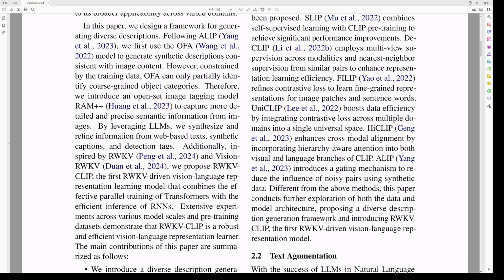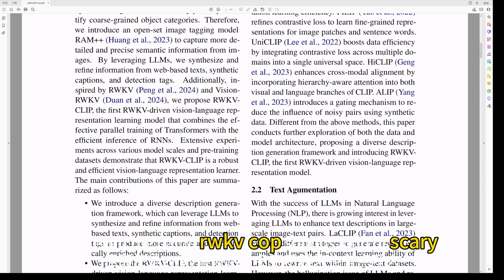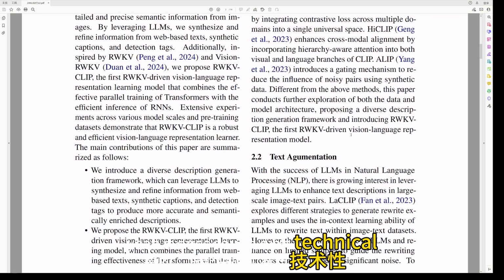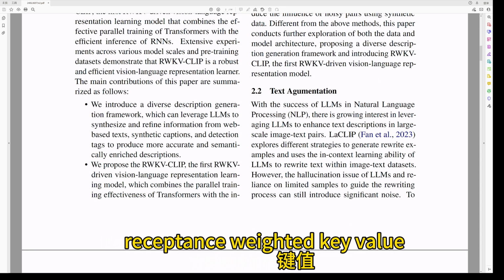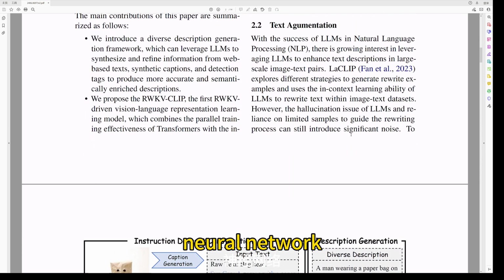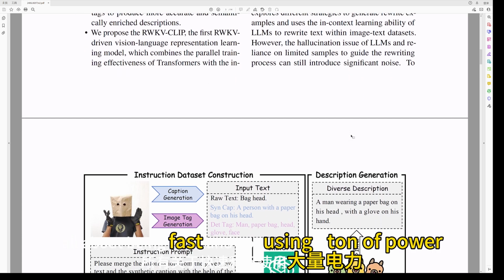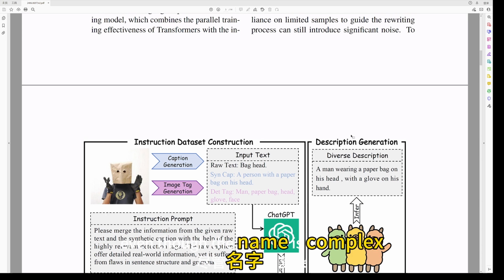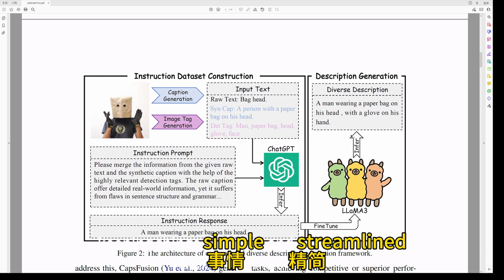That's awesome. But even the name RWKV-CLIP sounds kind of scary. Yeah, it does sound a bit technical. What does RWKV even stand for? It's receptance weighted key value. Oh, wow. But the main thing to know is it's this new kind of neural network all about being fast and not using a ton of power. Gotcha. So even though the name is complex, the idea is all about keeping things simple and streamlined.